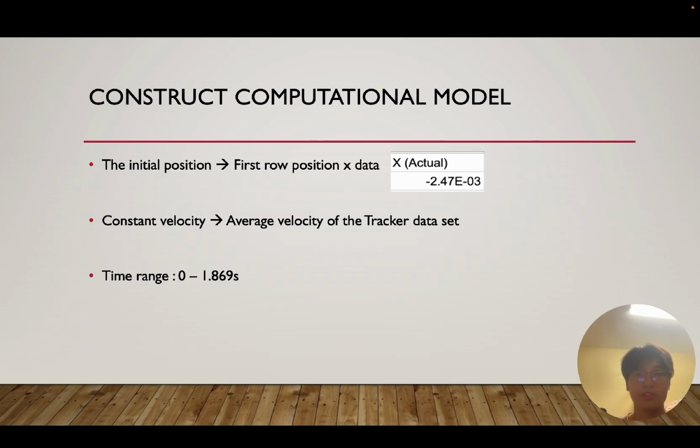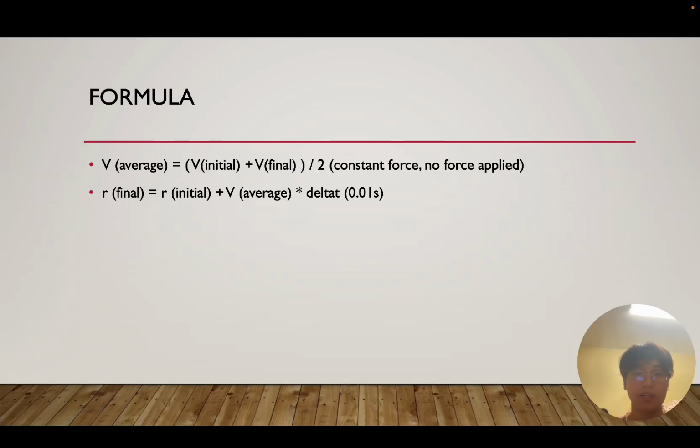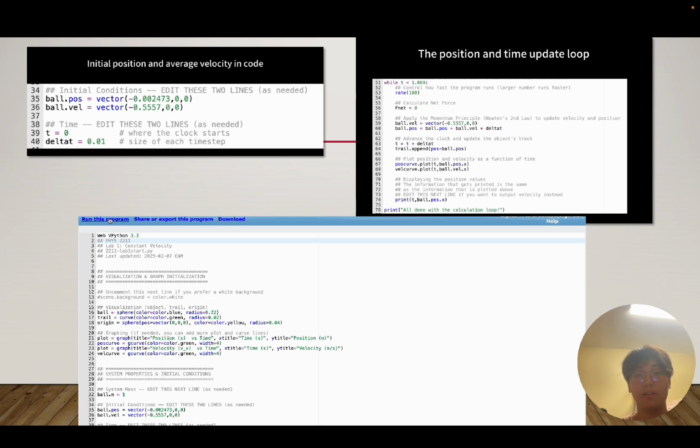To construct a computational model, what we need is the initial position. In this case, we use the first row position X data, which is this number. And we have to find the constant velocity. In this case, it is the average velocity of the Tracker data set, just to be accurate, and the time range should be 0 seconds to 1.869 seconds. The formulas we use in coding are the average velocity formula and the position update formula. Because in this case no force is applied, we can safely use the formula.